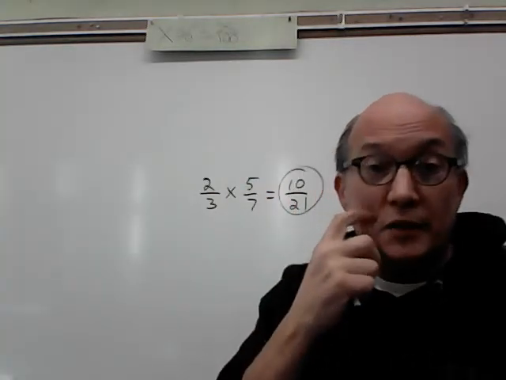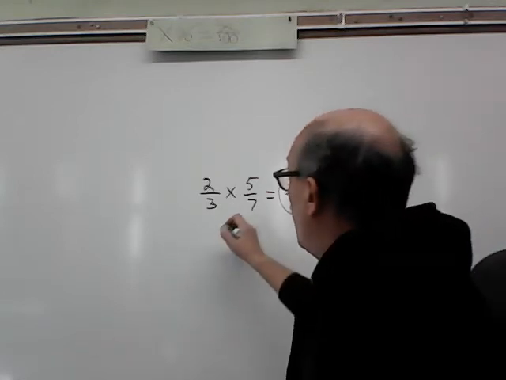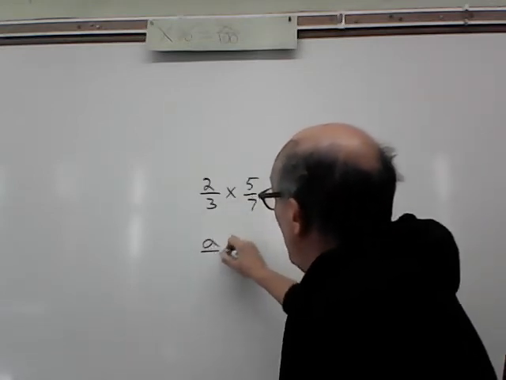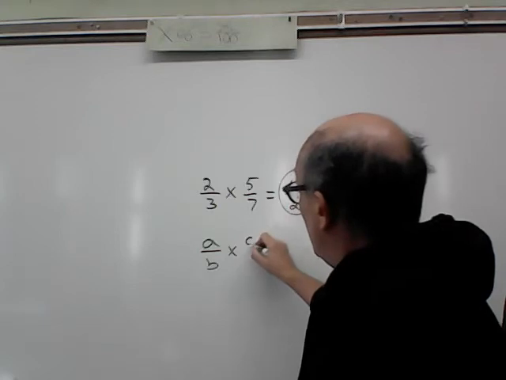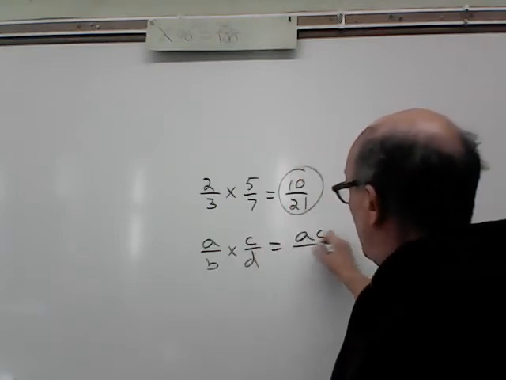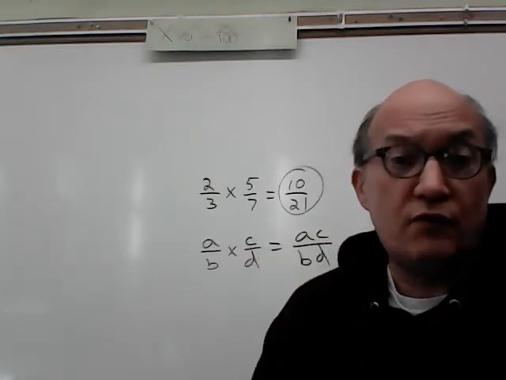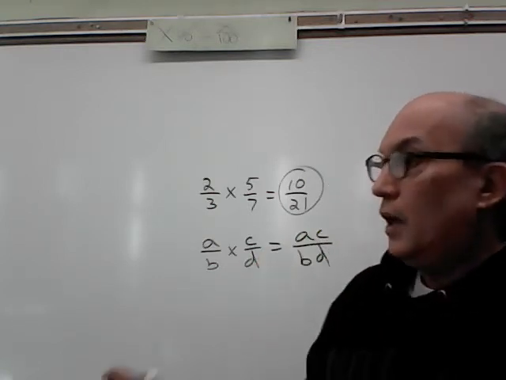Look how simple it is. Multiply across the top and bottom. We can put this into a general formula. A over B times C over D is A times C over B times D. There's no need for a common denominator.